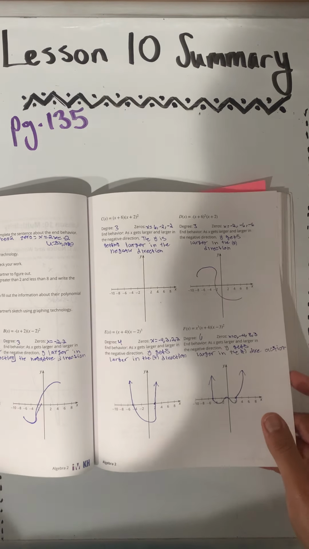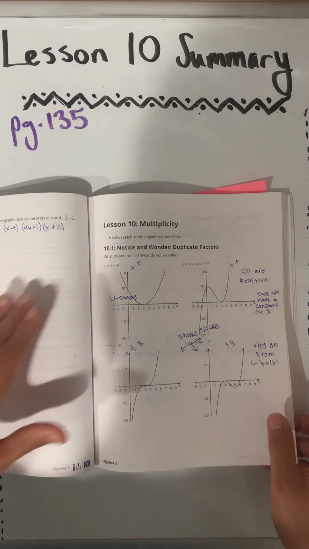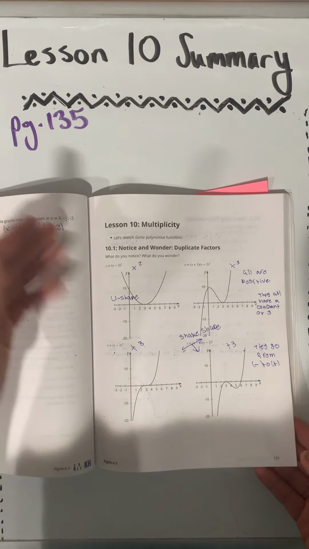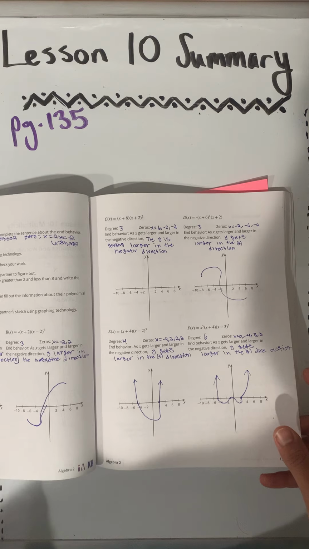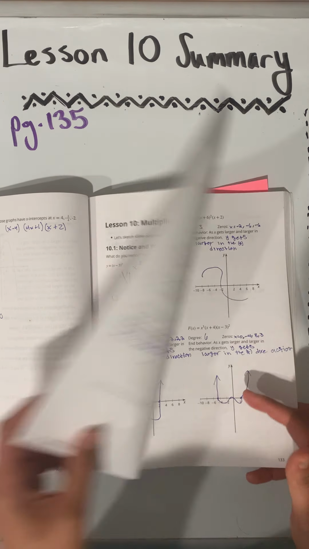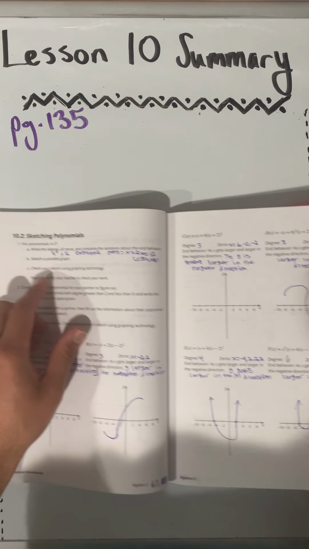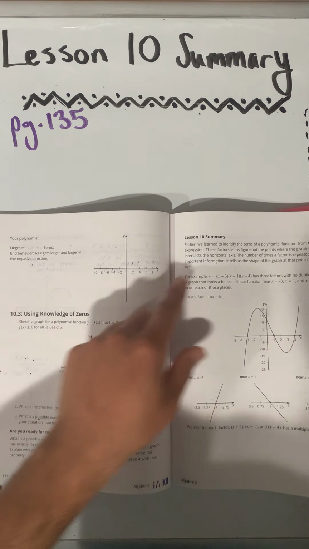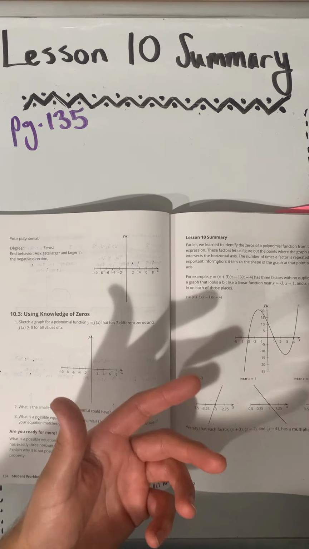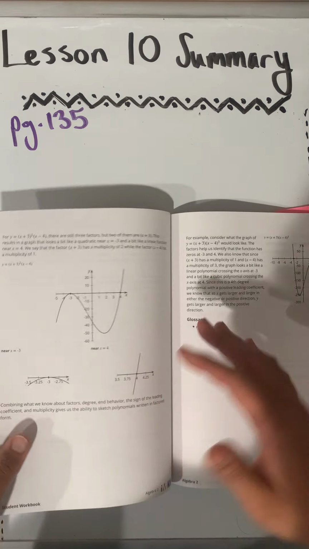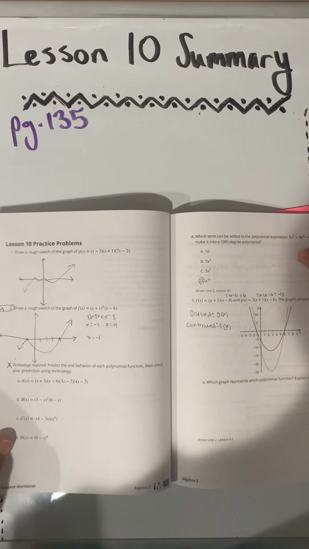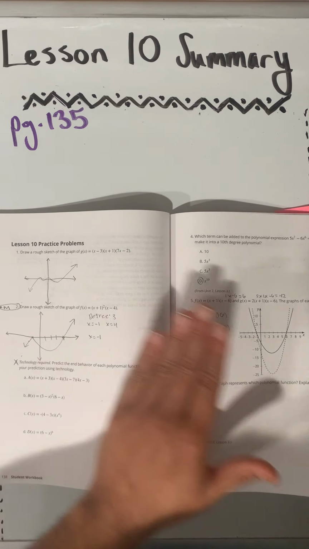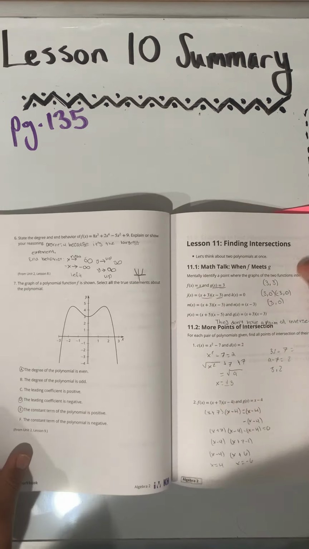Now, where can you find the summaries? So let's assume for lesson 10 here, which is titled multiplicity, this is activity 1, activity 2 is off camera a little bit, then activity 3, and then summary. You will see that the summary is always located at the end of each section. This is a really lengthy summary. I'll go into it in a bit, and then you have the practice problems, which I will be assigning.